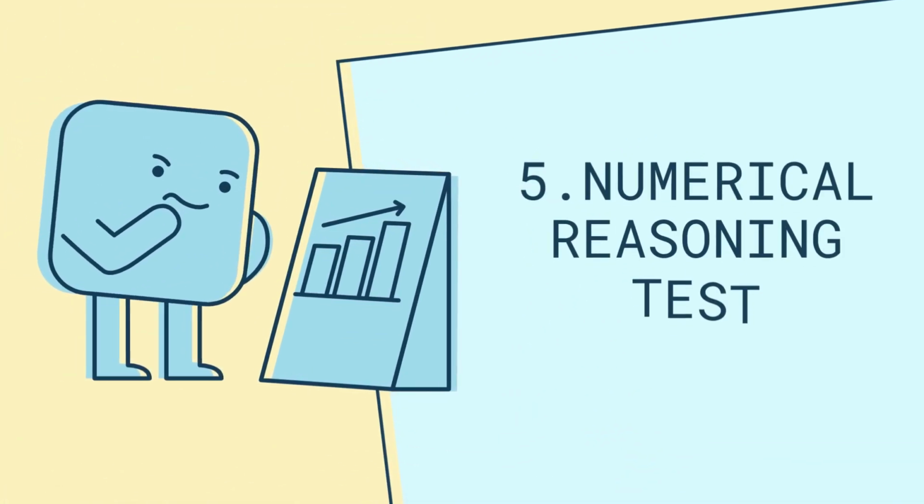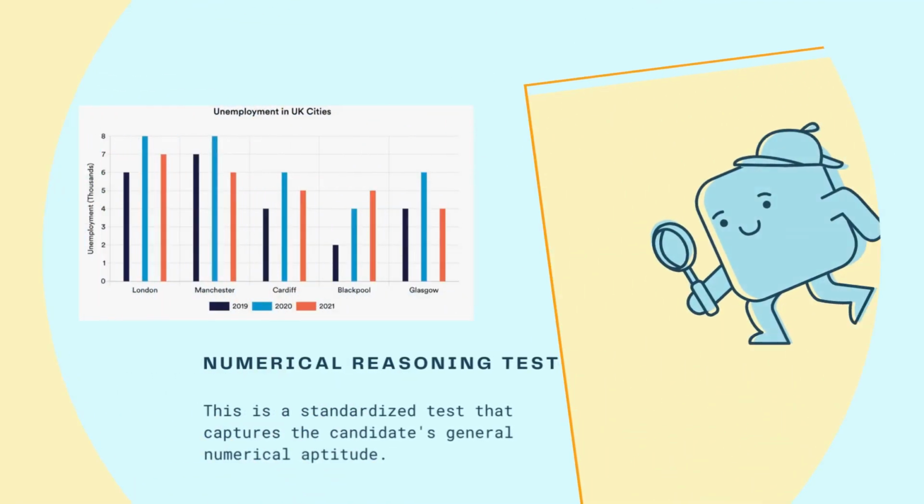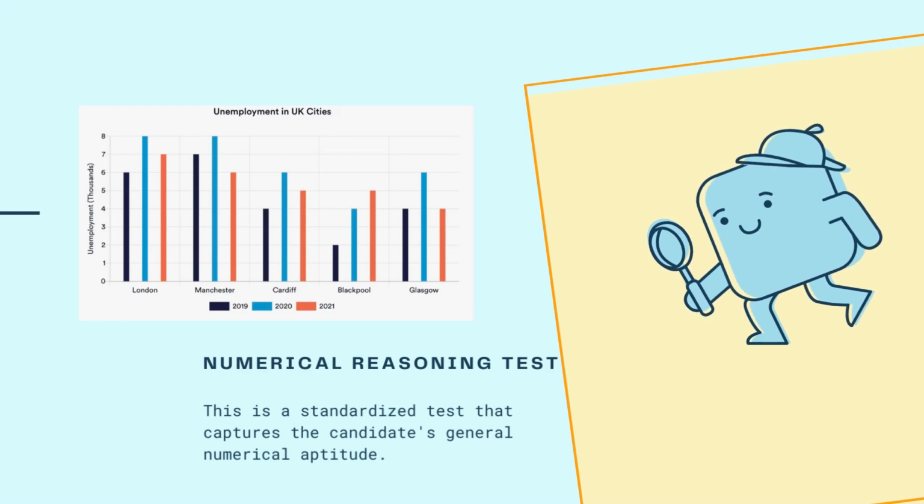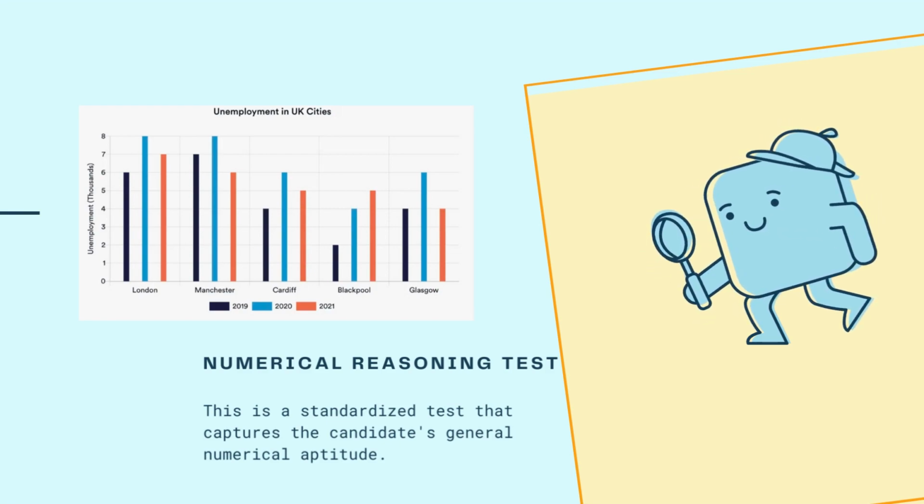5. Numerical reasoning test. This is a standardized test that captures the candidate's general numerical aptitude. A numerical reasoning test is commonly used to measure how well the candidate can handle numerical data in a job setting, such as bookkeeping or running numbers for a machine learning algorithm.